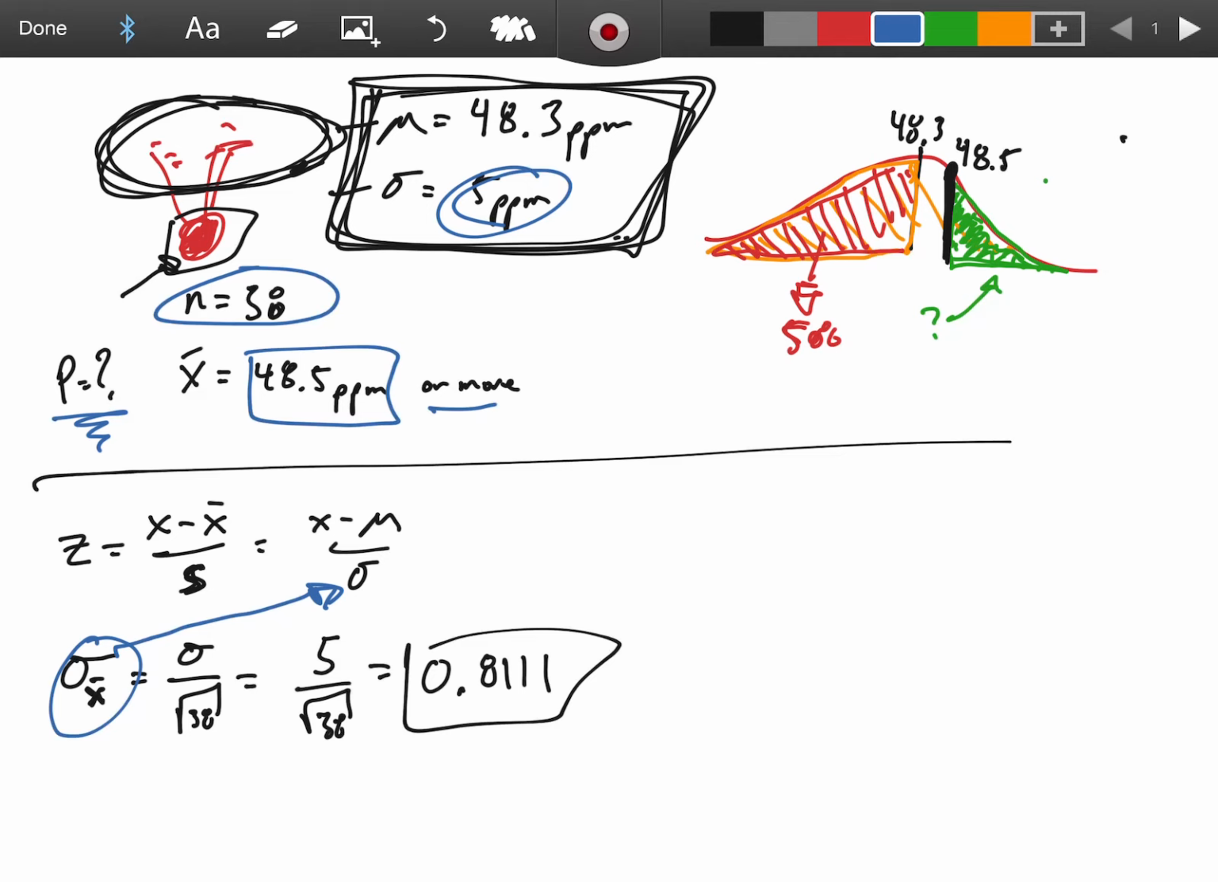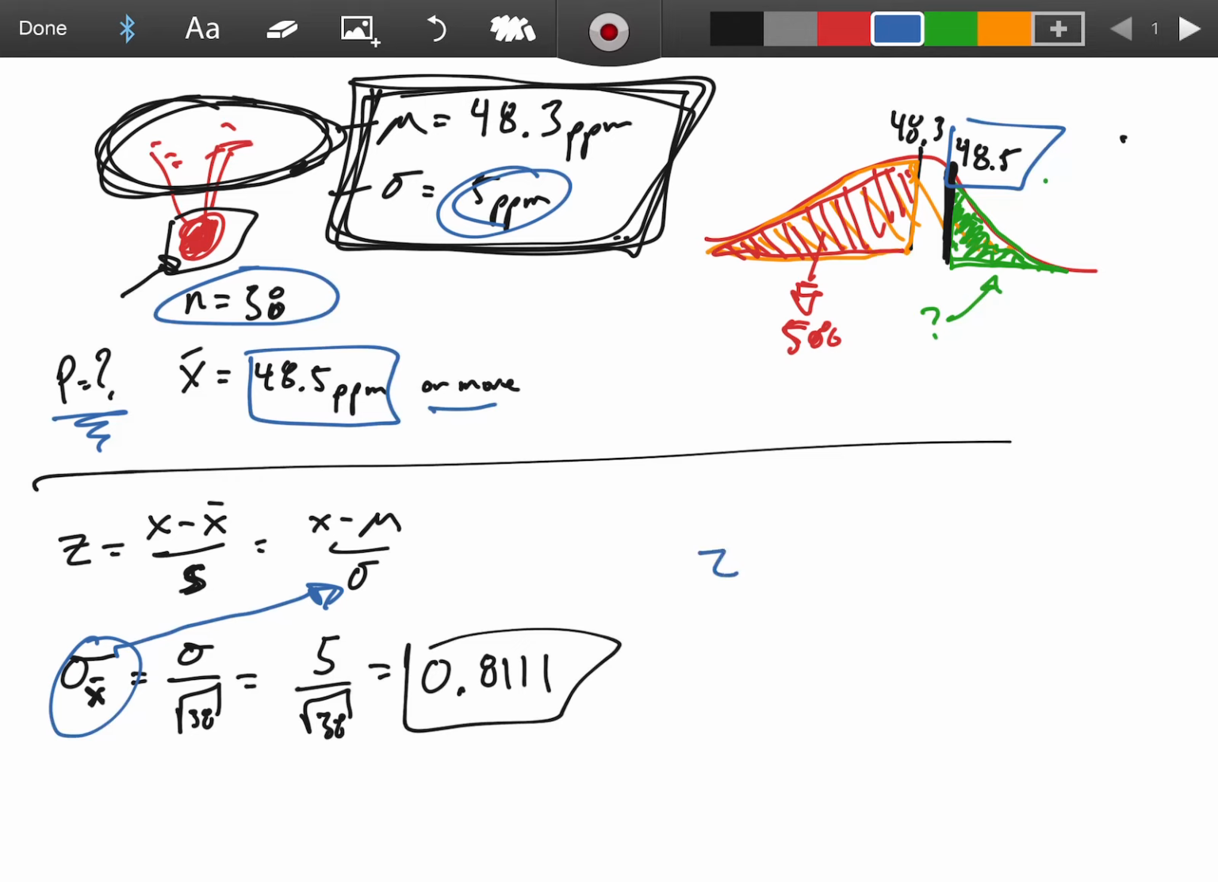Normally when calculating a z-score, you wouldn't do this. You would just use the regular standard deviation. But anytime we're testing a sample, which is what this question is all about, we use the standard error, okay? So let's find the z-score of this number 48.5.